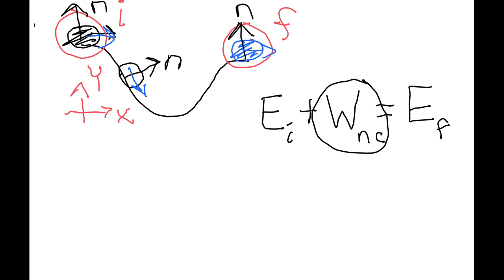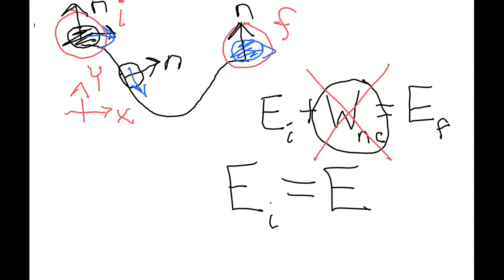So what that means for us is that the work done by non-conservative forces on the penguin is 0. And that simplifies things. That means that we have an equation that's simply that our initial energy is equal to our final energy.